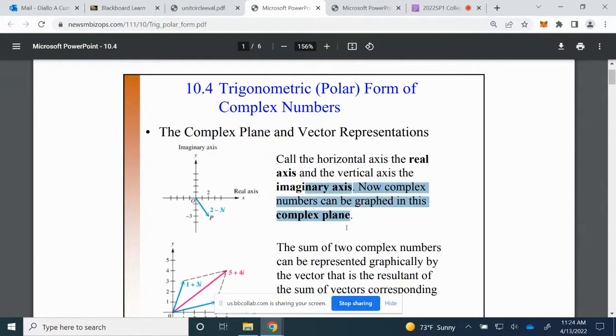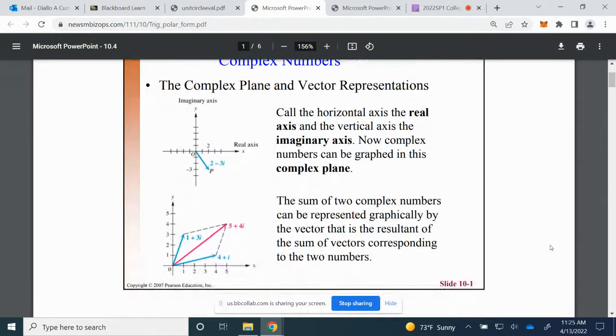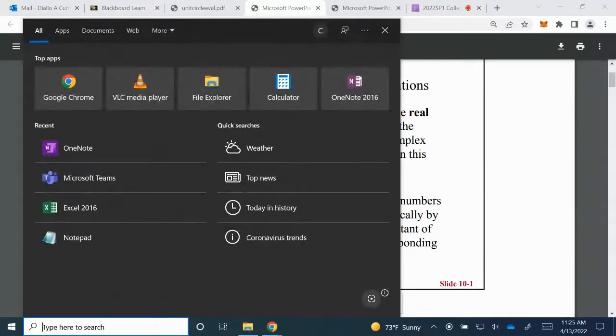So just give me 1 second. I'm still trying to get situated. All right, a complex number is in standard form, and it's in the form a plus bi. Just want to just bring up one note here.